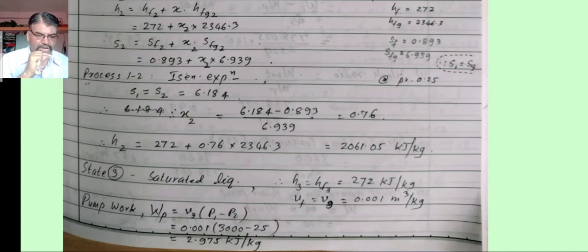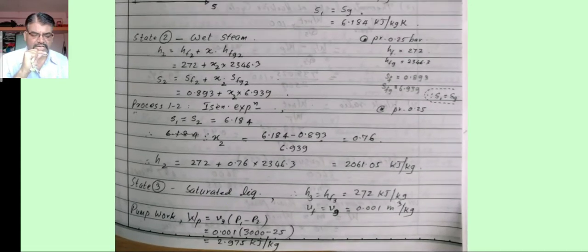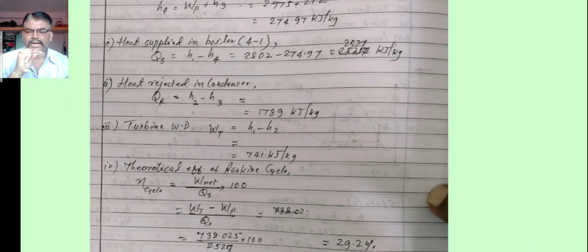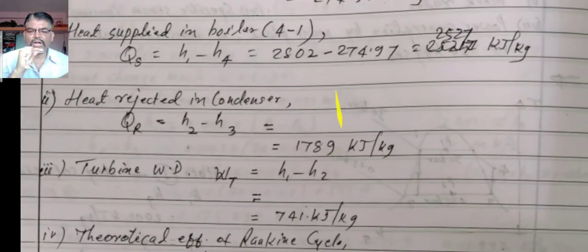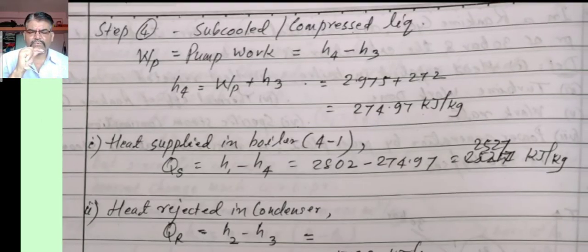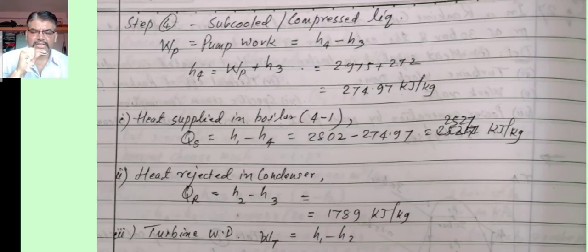So from the steam table we have the value of H3 is nothing but HF3, and the value of specific volume VF is nothing but Vg, that is 0.001 meter cube per kg. From that we have taken the value of small v3. Now for state 4, the condition of the steam is subcooled or compressed liquid. So here we have to write the formula for the process 3 to 4, the pump work, that is nothing but H4 minus H3.